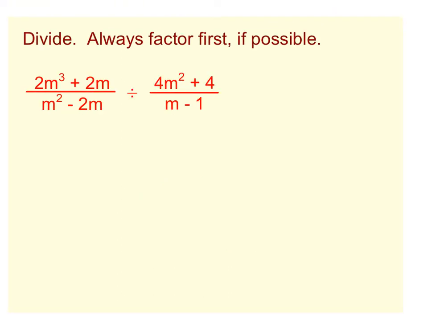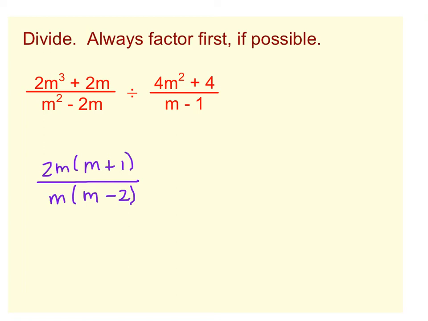All right, I'm just going to do one more in the intro video, and then there's another video with a few more examples to take a look at. So divide, always factor first if possible. So I know that I have to rewrite this problem because we have to multiply by the reciprocal, but I'm going to be a little bit efficient with that. As I rewrite the problem, I'm going to go ahead and factor it as I go along. So first I'm looking at 2m cubed plus 2m. We can take a GCF out of 2m, and it leaves us with m plus 1 over, now I've got m squared minus 2m. Again, we can take a GCF out of m, it leaves us with m minus 2.